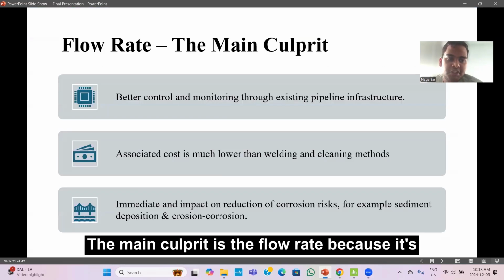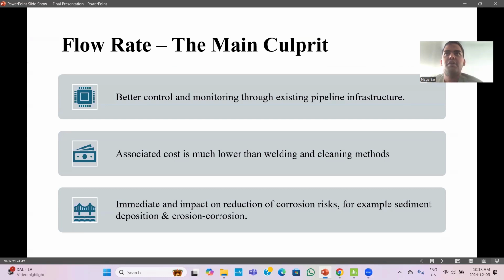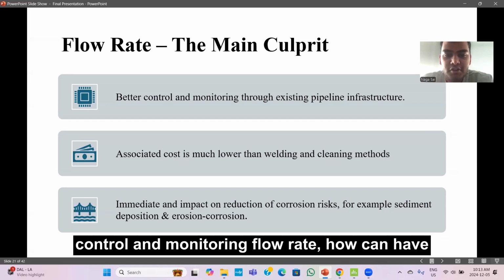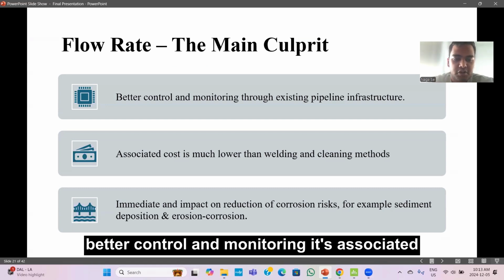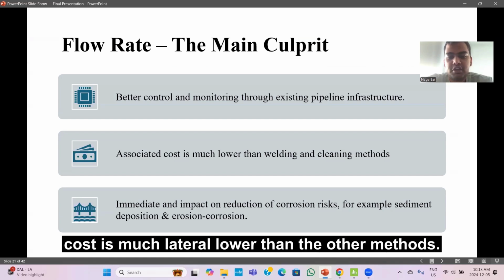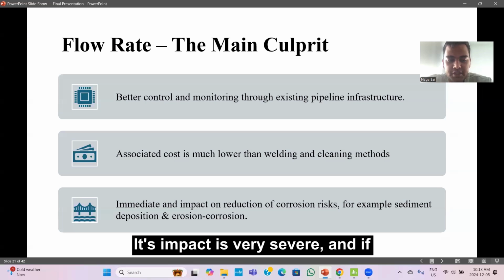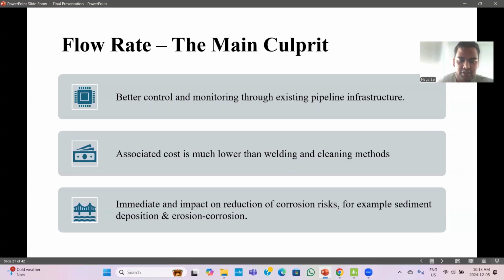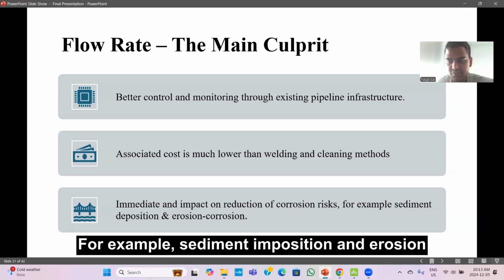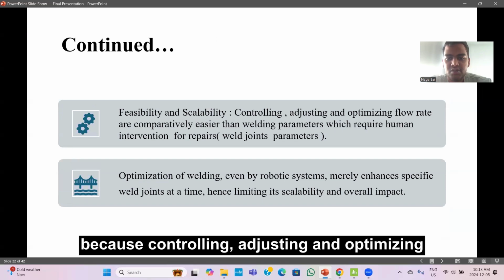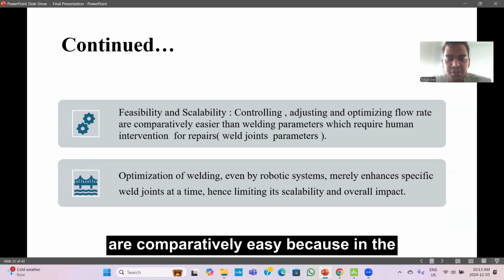Flow rate is the main culprit, and that is why we have selected better control and monitoring. Flow rate can have better control and monitoring, and its associated cost is much lower than the other methods. Its impact is very severe, and if we correct that, we can see immediate results, for example, on sediment deposition and erosion corrosion. Also for feasibility and scalability, because controlling, adjusting, and optimizing are comparatively easy.